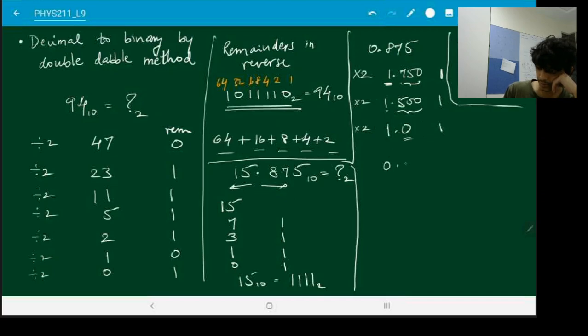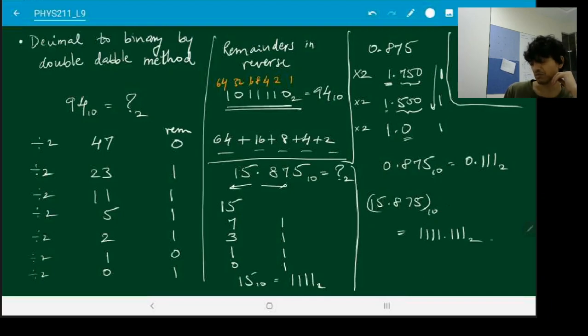So 0.875 in decimal is 0.111 in binary. These you put not in reverse order but in usual order. So now 15.875 in decimal is 1111.111 in binary. Okay, frankly this was a coincidence. I didn't plan for all of them to be ones. Just happened to pick up numbers like that. So anyway, here's how you convert from decimal to binary.